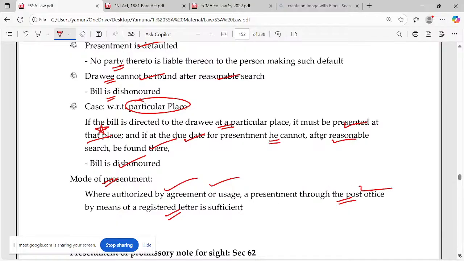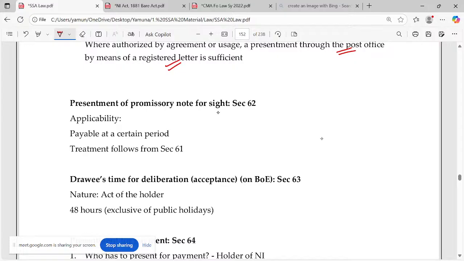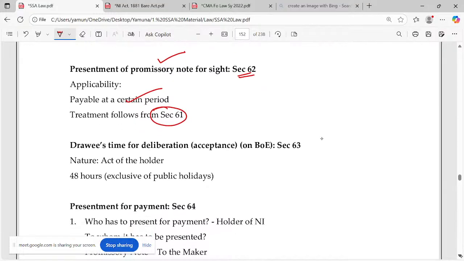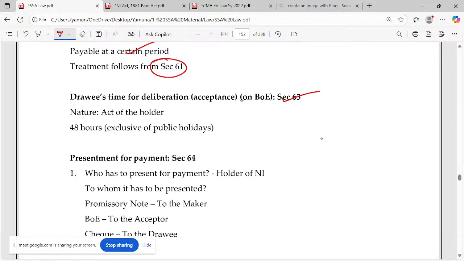Okay. Section 61. Section 62, presentment of promissory note for sight. Probably it's payable at a certain period. Whatever you would follow for section 61, we just follow here for section 62. So we are not going line by line. Section 63, this is particularly on bill of exchange. Drawee is given time for deliberation. Deliberation means for acceptance. It becomes the act of the holder. Usually 48 hours. Public holidays நம்ம consider பண்ணக்கூடாது. Okay, drawee is given time for payment, for acceptance.